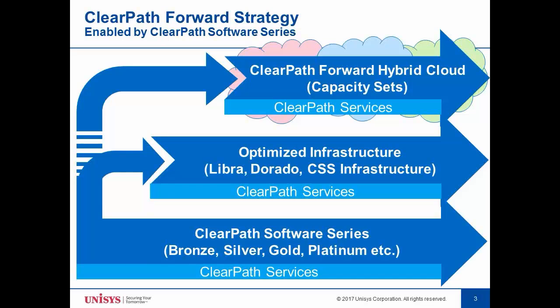So I just want to spend a minute or two on the high-level strategy for ClearPath Forward. I'll direct your attention to the arrow in the middle of the slide that says optimized infrastructure, and then underneath that it says Libra, Dorado, and then CSS infrastructure, and I'll explain what that means in a minute. But Libra and Dorado, 4 or 5 years ago, or even 3 years ago, this slide would have been only the middle arrow, and it would simply have said Libra and Dorado new platforms.